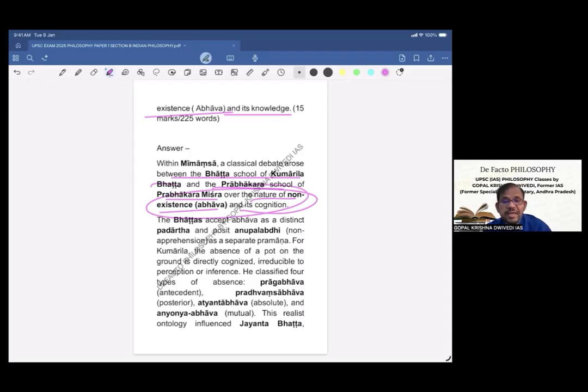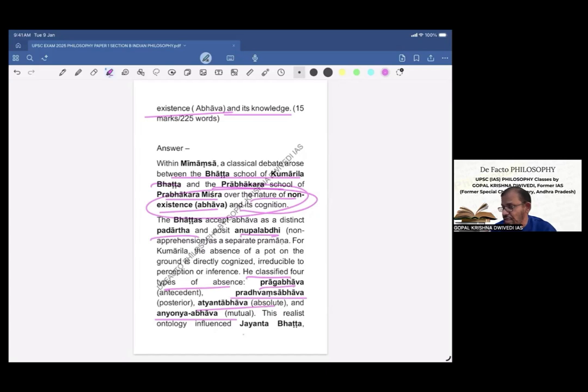The Bhattas accept Abhava as a distinct Padartha and posit Anupalabdhi as a separate Pramana. So this is the Bhatta school. For Kumarila, the absence of a pot on the ground is directly cognized, irreducible to perception or inference. He classified four types of absence: Pragabhava, then Pradhvamsabhava, then Atyantabhava, then Anyonyabhava.